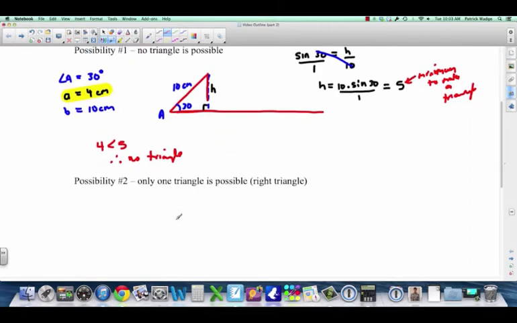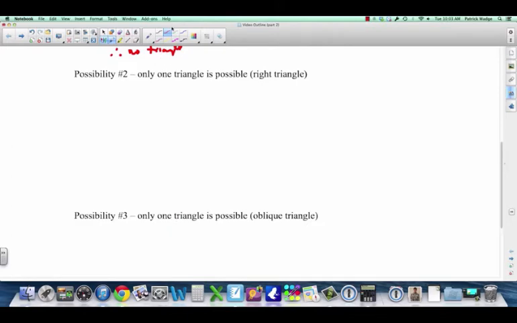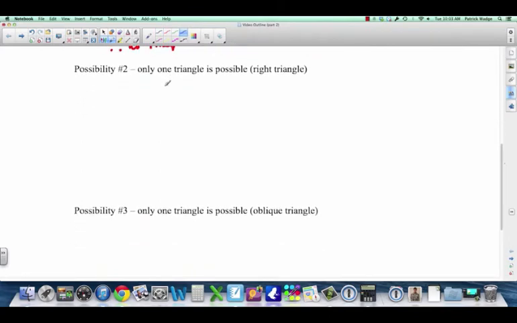Possibility 2, only one triangle is possible. The example we'll give for this one is, we're going to use 30 degrees for all these. The reason is because 30 degrees is really easy. When you do sine 30, it's 1/2, so it just makes my life a little bit easier when we're doing the math. But it doesn't have to be 30. Angle A equals 30 degrees. Side A equals 7 centimeters and side B equals 14 centimeters.